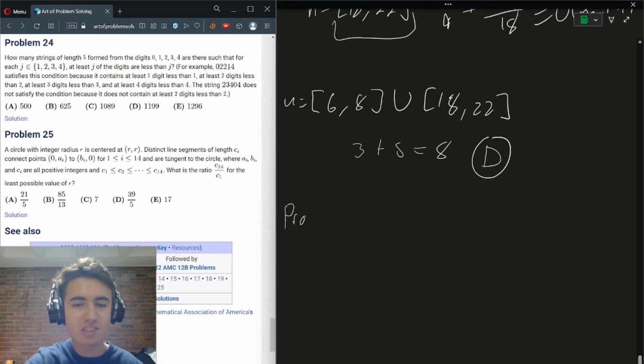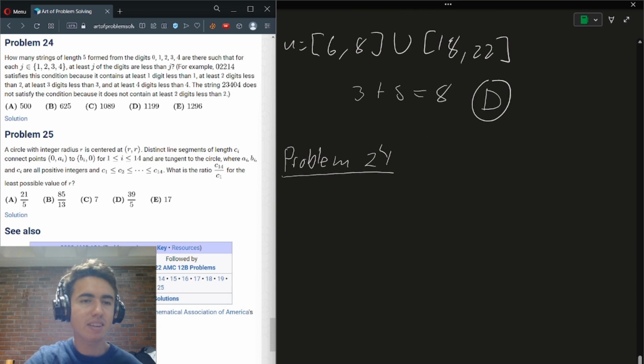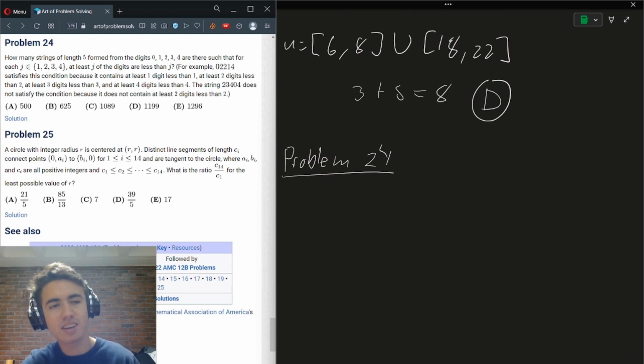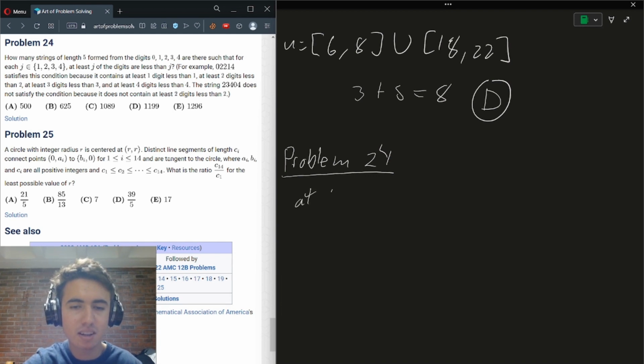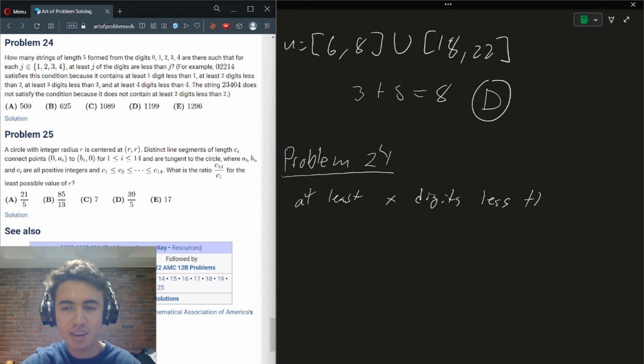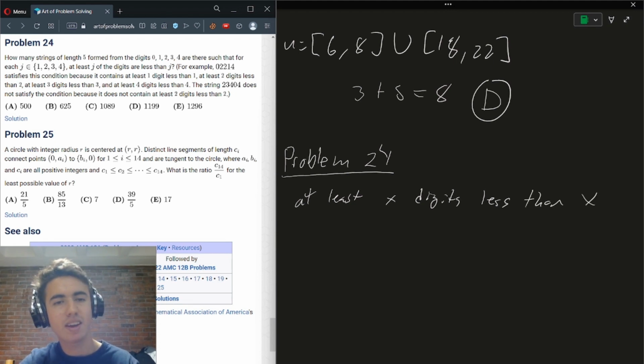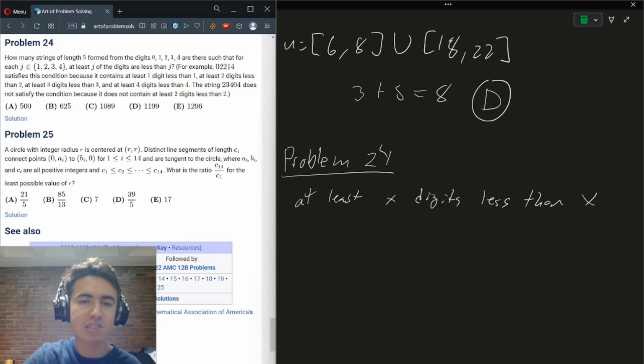We want to create strings of length 5 using the digits 0 through 4, and we need our strings to satisfy a specific condition. We want at least one digit less than 1, at least 2 digits less than 2, and so on. In general, we want at least x digits less than x. It doesn't matter where exactly these digits are in the string, we just need the digits in the string to satisfy that. Then we want to count the number of strings that work.